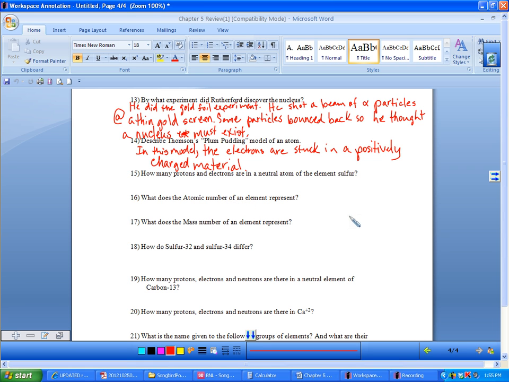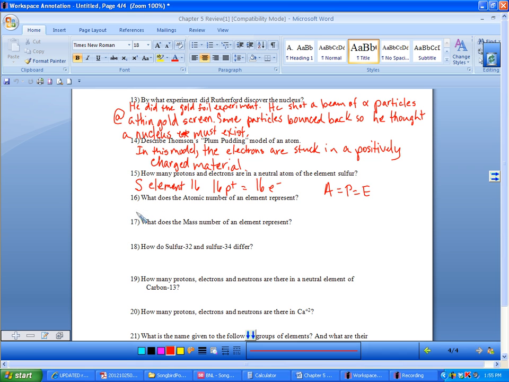How many protons and electrons are in a neutral atom of sulfur? So I go to my periodic table. Sulfur has a symbol of S. When I look at my periodic table, I know it's element 16. And since it's neutral, that means I need 16 protons and 16 electrons. Because remember, 8-man, APE, atomic number equals protons equals electrons.